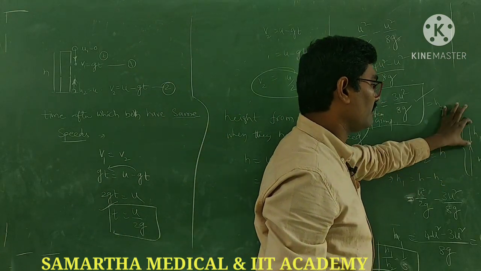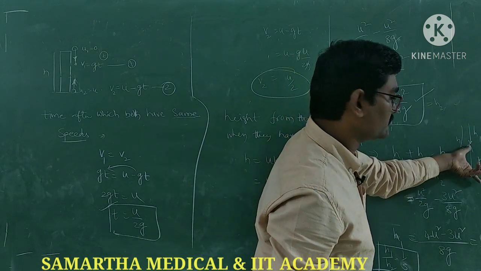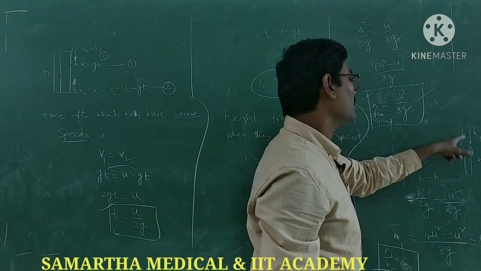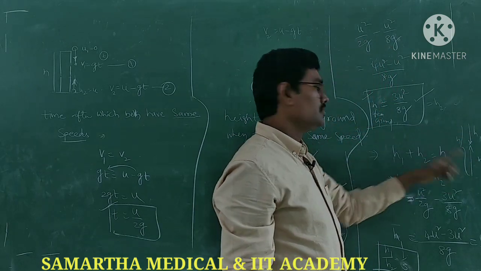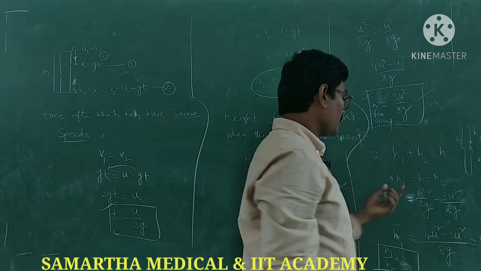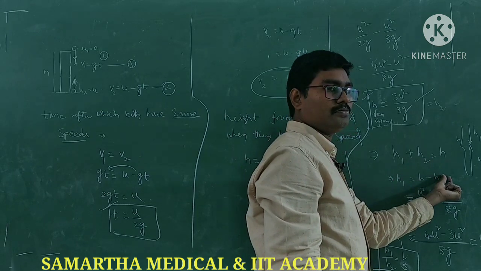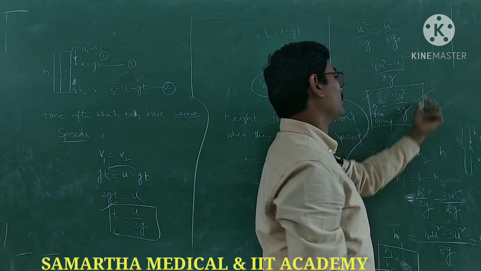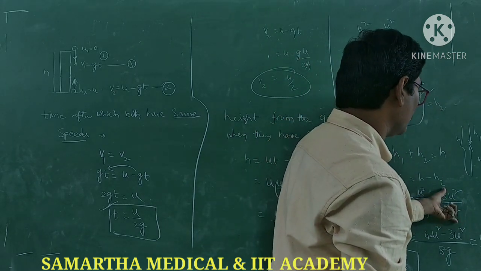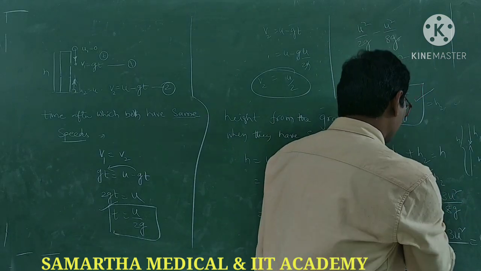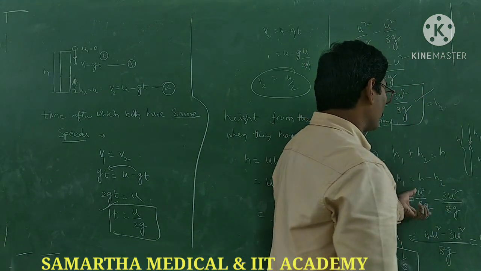The freely falling body is traveling h1 distance, the vertically projected body is traveling h2 distance. Both are meeting, so the sum of their heights is equal to h. So h1 plus h2 is equal to h. Now h1 is equal to h minus h2. You already calculated what h2 is. H minus h2, h2 is 3u square by 2g. What is h? Height of the tower is equal to u square by 2g.